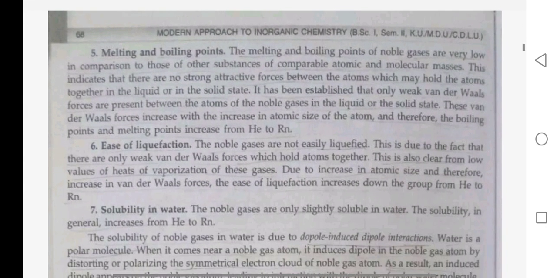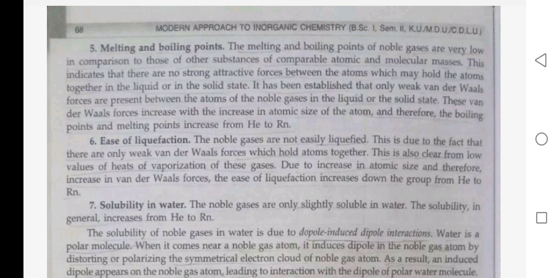Melting and boiling points. The melting and boiling points of the noble gases are very low in comparison to those of other substances of comparable atomic and molecular masses. This indicates that there are no strong attractive forces between the atoms which may hold them together in the liquid or solid state. It has been established that only weak van der Waals forces are present between the atoms of noble gases in the liquid or solid state.